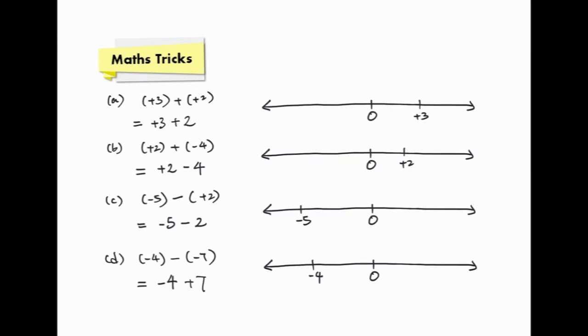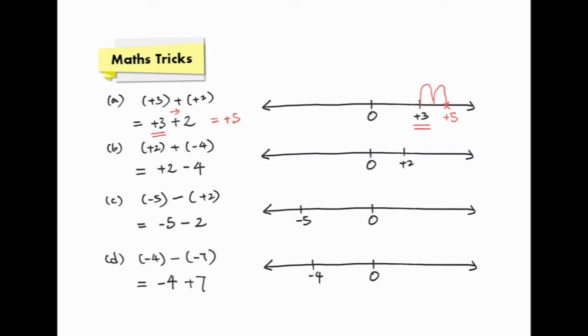Example A. Positive 3 plus positive 2. We just made it positive 3 plus 2. The first number, positive 3, is the starting point. Mark it on a number line first. How about plus 2? When we add a number, move to the right on the number line. So we start from positive 3 and move 2 units to the right. The answer is positive 5.